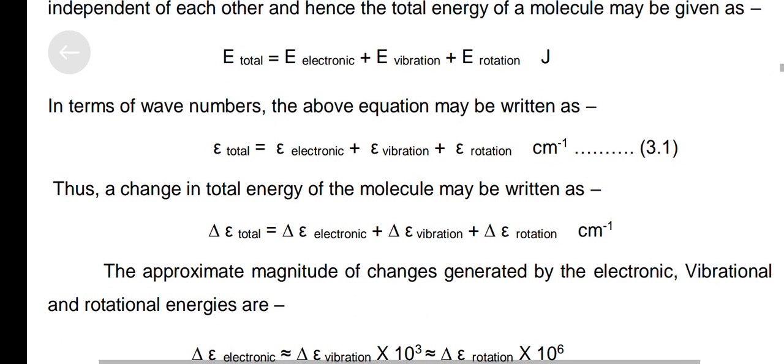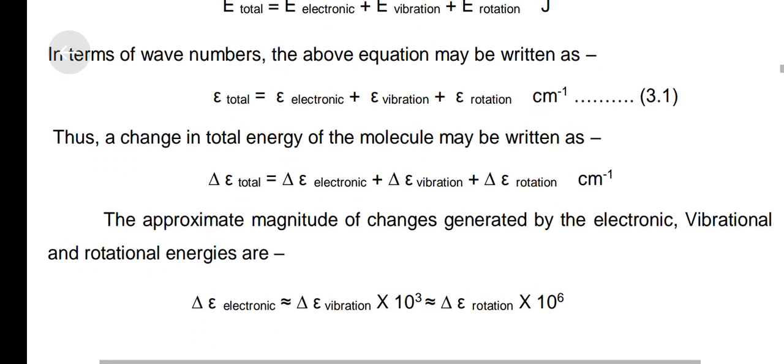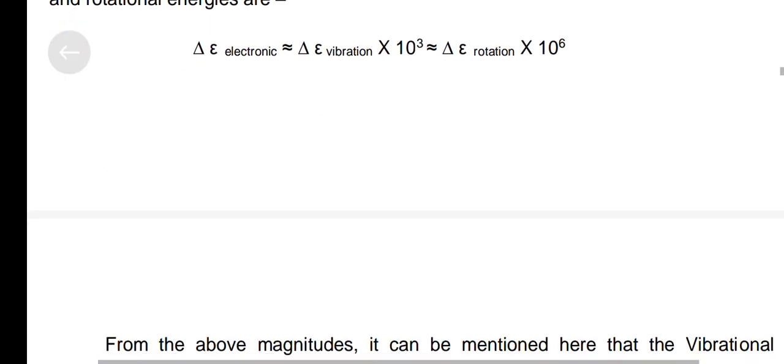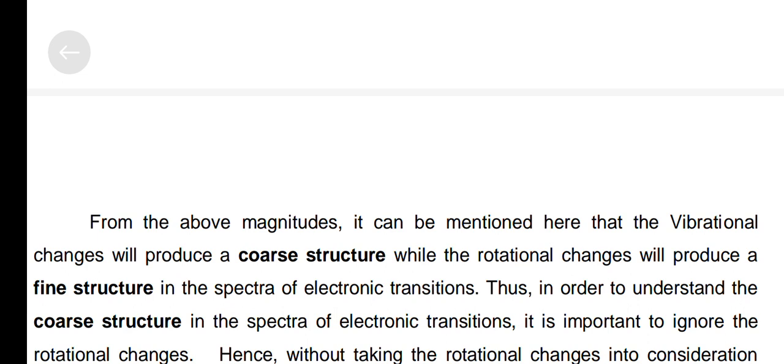The approximate magnitudes of changes generated by the electronic, vibrational, and rotational energies are: delta E electronic is similar to delta E vibration into 10 to the power 3, similar to delta E rotational into 10 to the power 6. From the above magnitudes, it can be mentioned here that the vibrational changes will produce a coarse structure, while the rotational changes will produce a fine structure in the spectra of electronic transition.